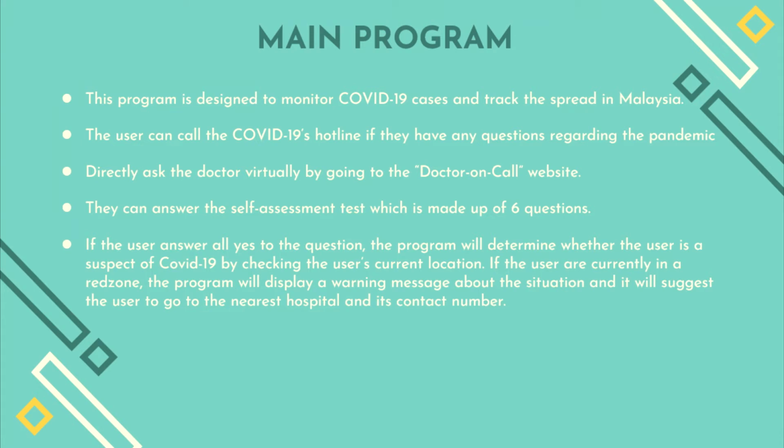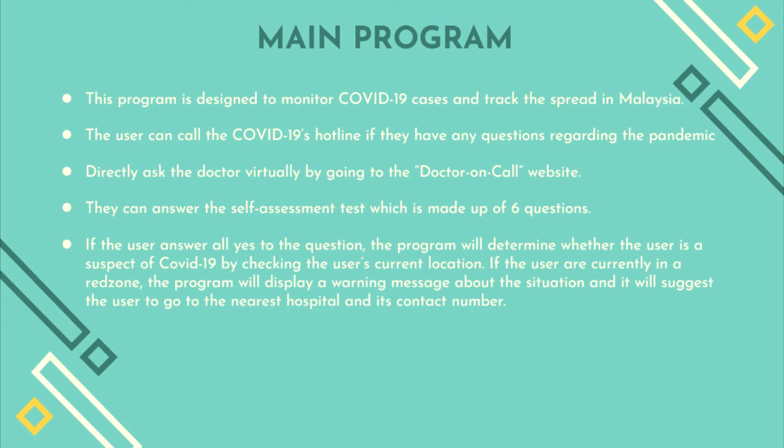In this program, there are several options that the user can choose. For example, the user can call the COVID-19 hotline if they have any questions regarding the pandemic. And they can also directly ask the doctor virtually by going to the doctor on call website. If the user wants to run a COVID-19 test, they can answer the self-assessment test which is made up of 6 questions. The questions are based on the symptoms, contact, and travel experience of the user.